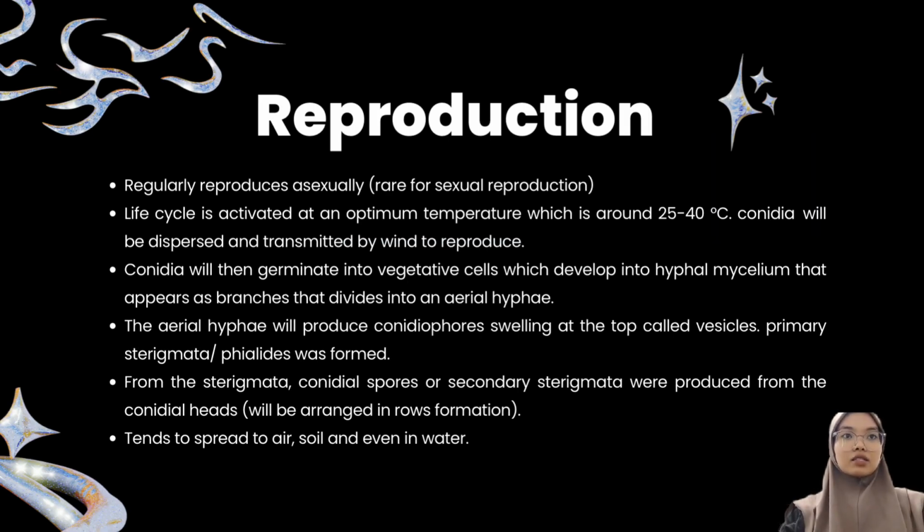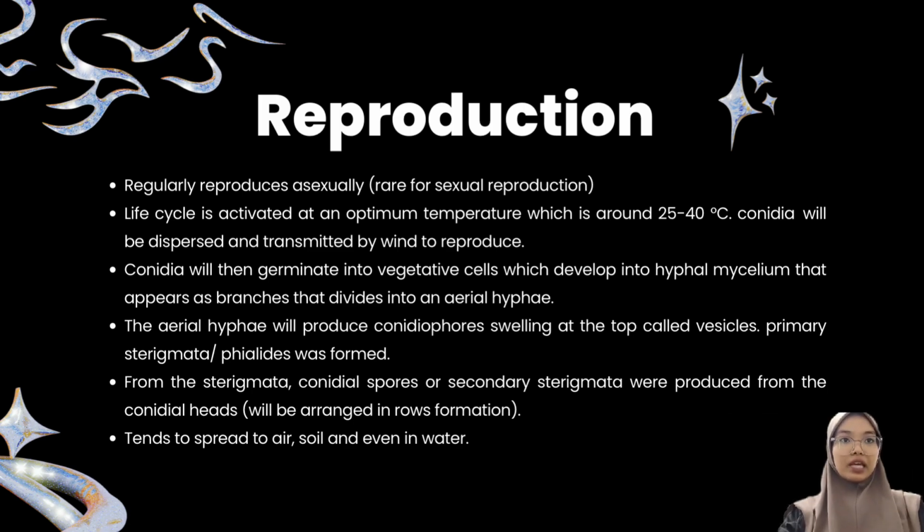The last aspect to discuss about Aspergillus niger's characteristics is reproduction. Aspergillus niger mainly reproduces asexually, and it's rare for sexual reproduction to happen. The life cycle of this fungus is activated at an optimum temperature of around 25 to 40 degrees Celsius. Conidia will be dispersed and transmitted by wind to reproduce.